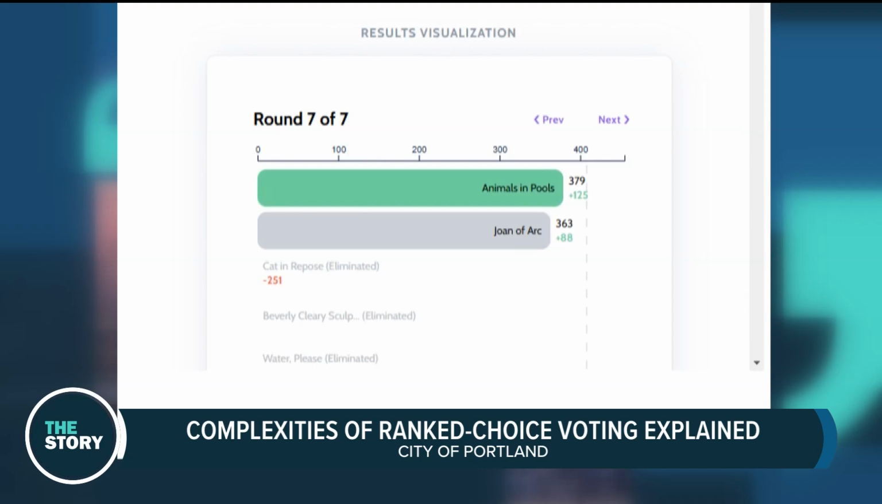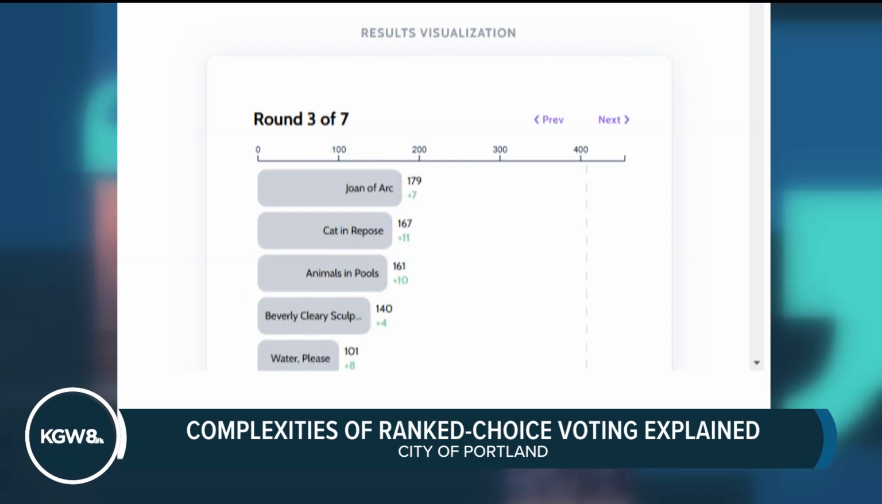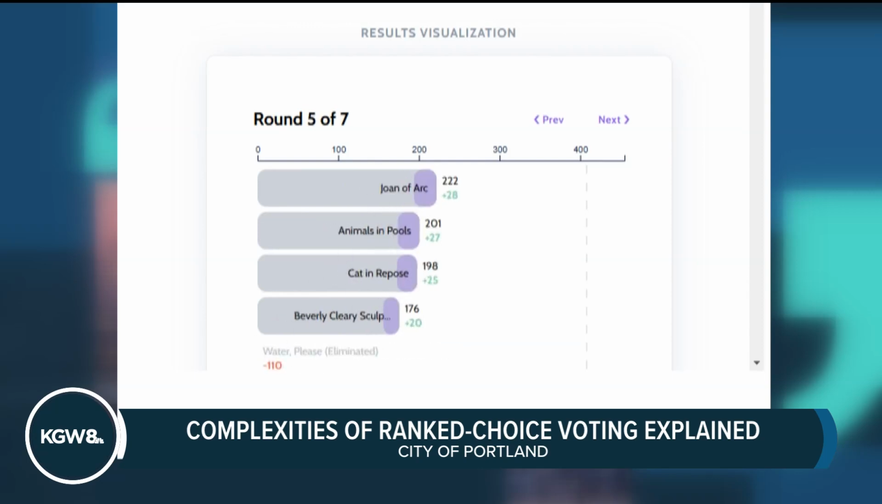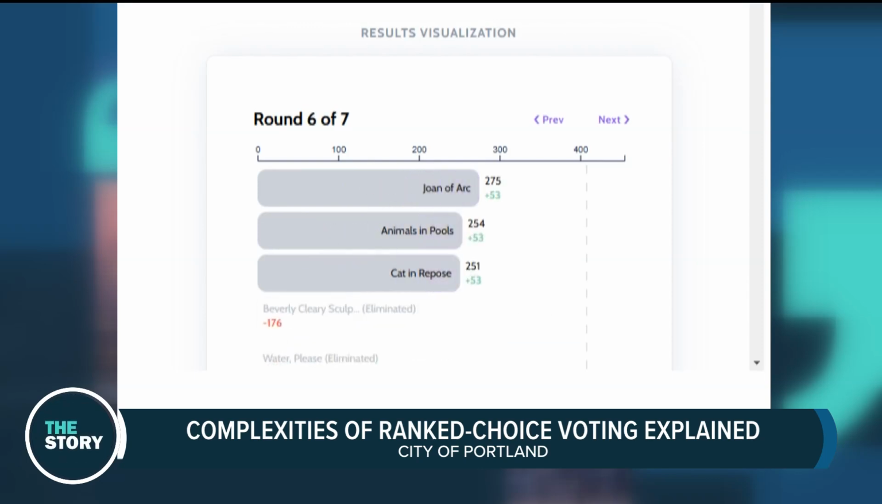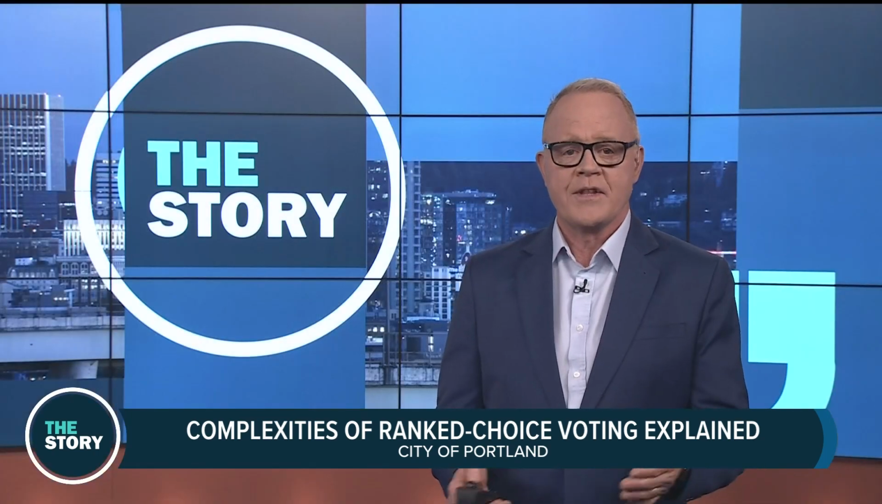But it is interesting, isn't it, to go back and look at the very first round. Check it out. Animals in the pool actually came in third in that very first round. But as the rounds went on, more and more people had voted for them as their second, third, fourth place choice. And that ultimately is how they won. So that's how it's going to happen with a single winner like the mayor or the auditor.